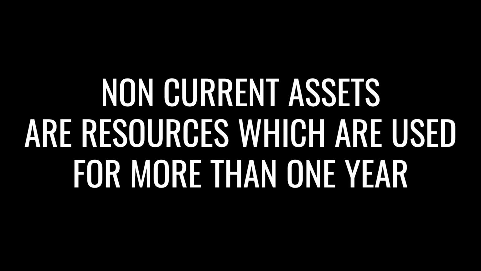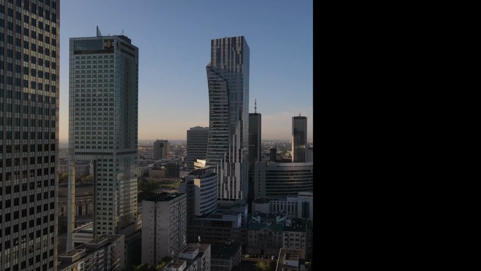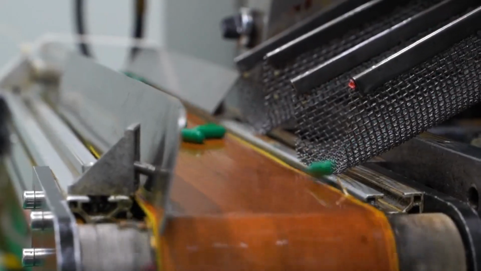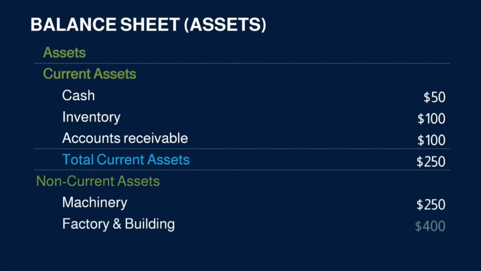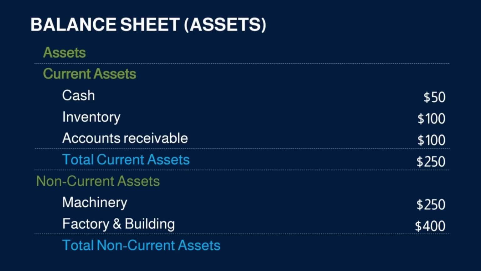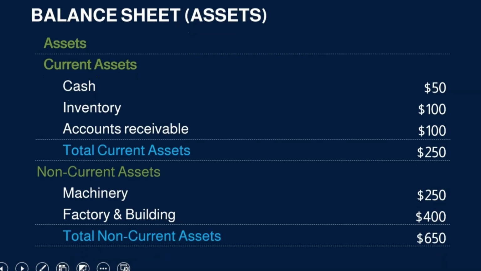The non current assets are resources that the company uses for more than 1 year. Examples include land and building, plant and machinery, vehicles, software, technology, etc. These assets are often referred to as fixed asset or property, plant and equipment. In our example, company has machinery of $250 and factory building of $400. So the total non-current asset of the company would be $650. And if we add the current and non-current assets, the total assets of our company is $900.